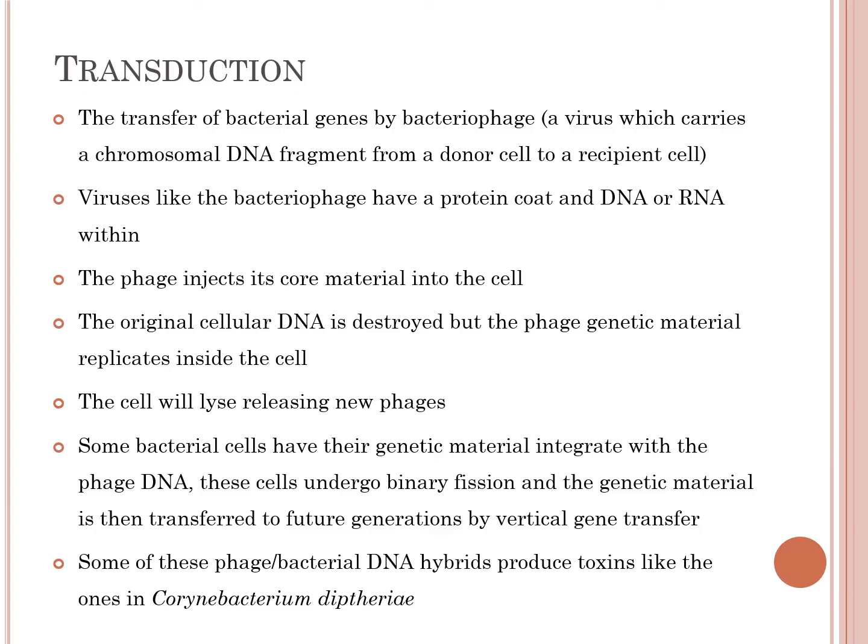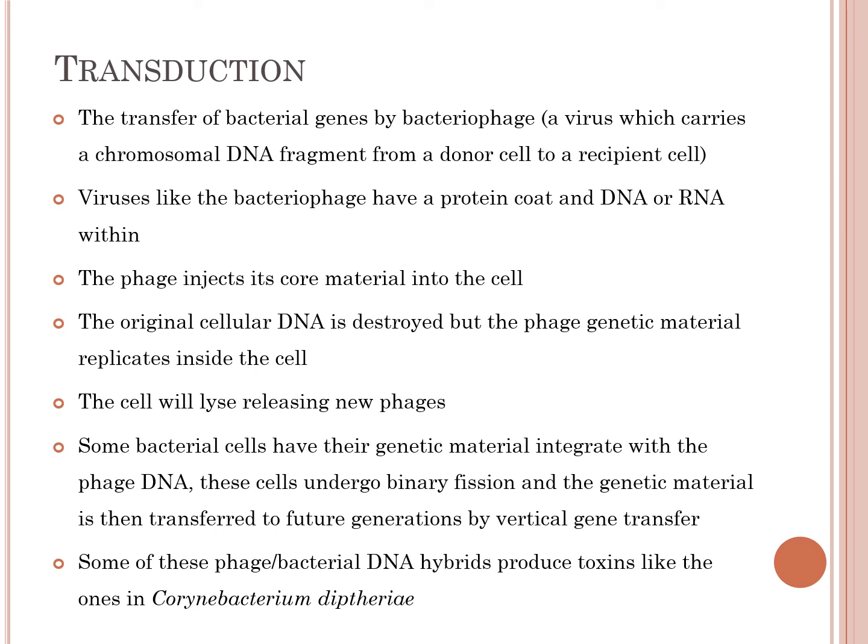When DNA is transferred from one bacteria to another by a virus, this is called transduction. This is the transfer of bacterial genes by a bacteriophage, which is a virus that carries the chromosomal DNA fragment from a donor cell to a recipient cell. Viruses like the bacteriophage have a protein coat and DNA or RNA within. The phage comes along and injects its core material into the cell. The original DNA is destroyed, but the phage genetic material replicates inside the cell.